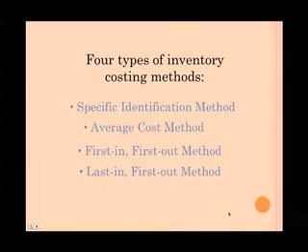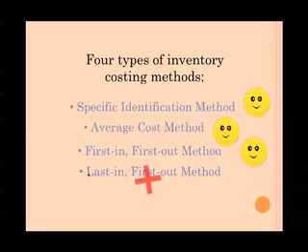So those are the 4 different types of inventory costing methods. However, it's very important to remember that although there are 4, the last in, first out method is not approved by the GAAP and is not allowed to be used in Australia.